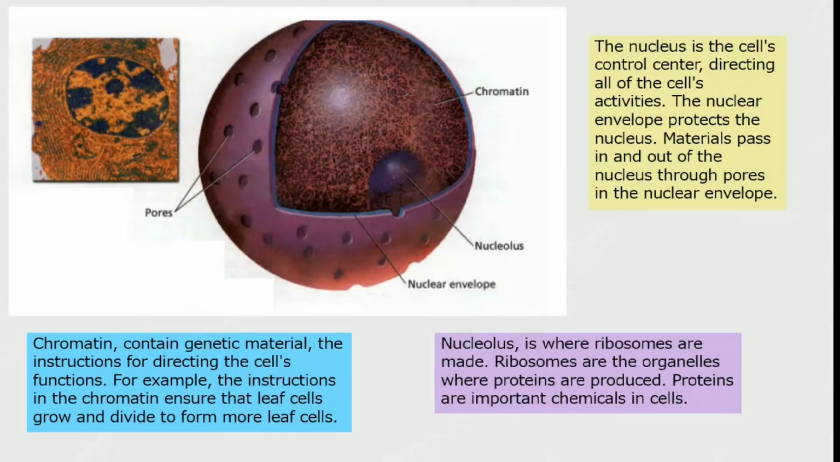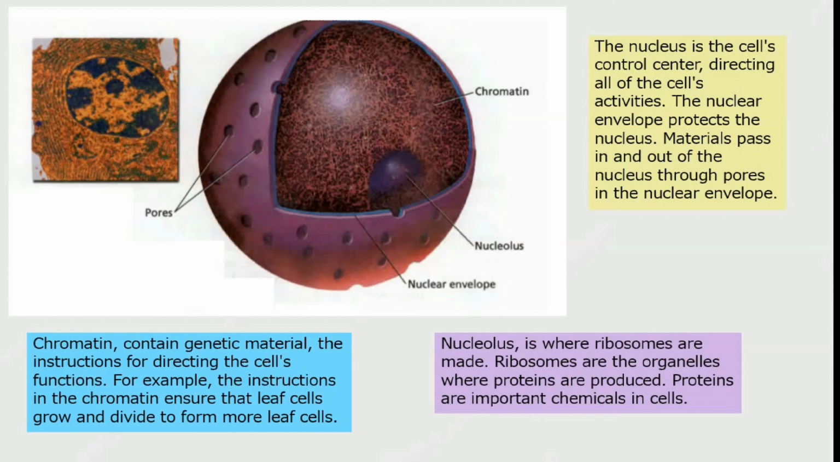Now, we are going to study the nucleus. And once I describe each part, try to identify it in the picture. Notice in the picture that the nucleus is surrounded by a membrane called the nuclear envelope. Just as a mailing envelope protects the letter inside it, the nuclear envelope protects the nucleus. Materials pass in and out of the nucleus through pores in the nuclear envelope. So aim for that pore just ahead and carefully glide into the nucleus.